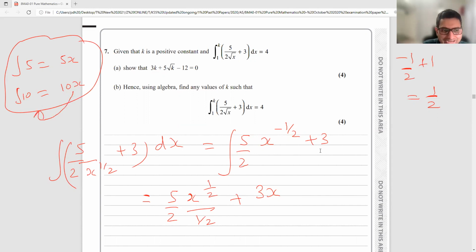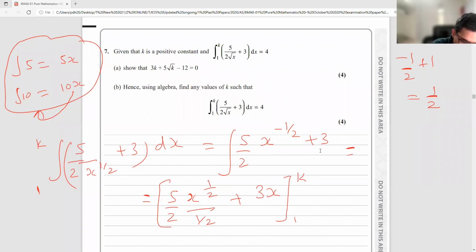Now we usually add c, but in this case we don't need to add c, because a definite integral means it has the limits, it has the bounds 1 to k. Once we have gone up to here, we can put the bounds like that, 1 to k. So 1 to k there. If we simplify this one, we can get 1 over 2.